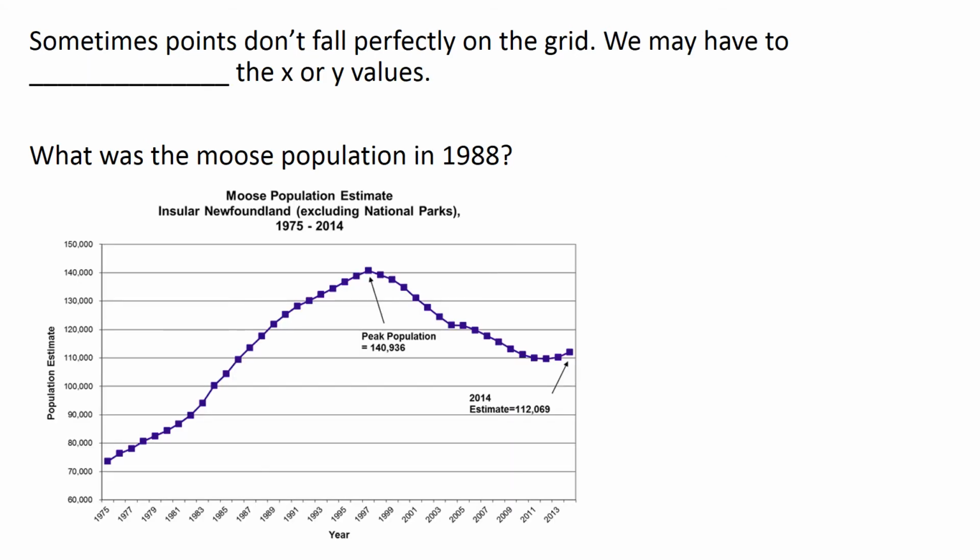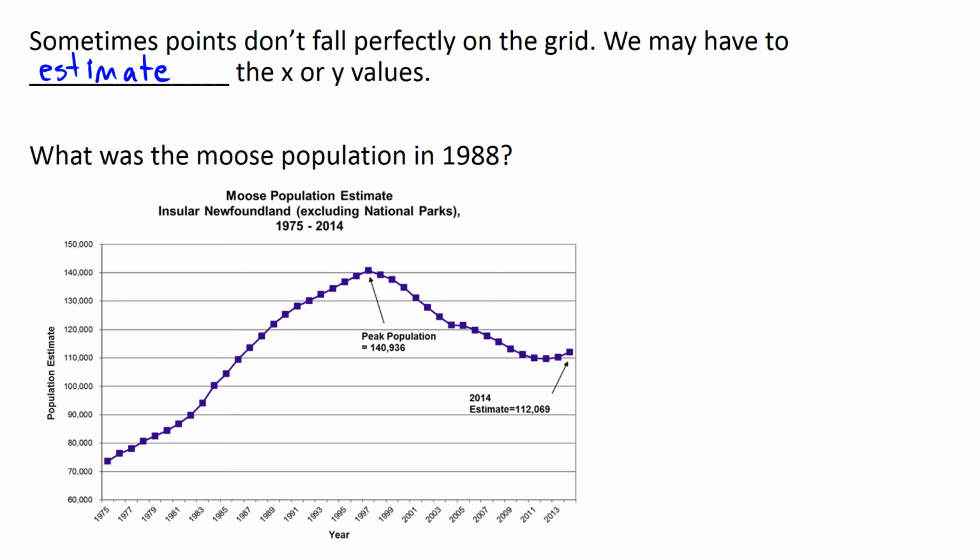But what we're going to find is that for especially more complex graphs, the points don't fall perfectly on the grid, which means that we might have to estimate x or y values. And so you'll often be told to estimate in a situation, but sometimes you'll just have to assume that an estimate is the best you can do.